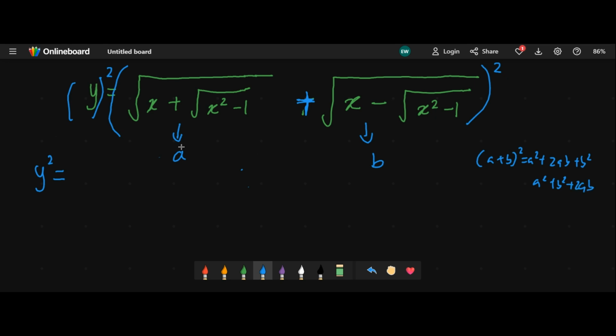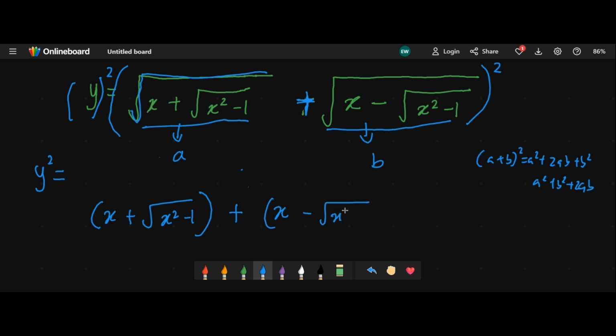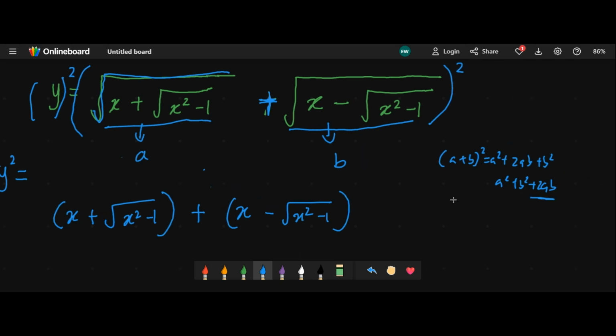So what is A, this one? If you square it, it will be x plus root x squared minus 1, squared. If you square it, this big root will be gone. Plus, then you have to square B, so it will be x minus root x squared minus 1, squared. A squared is finished, B squared is finished, then 2AB, so plus 2 into, we'll put a bracket.